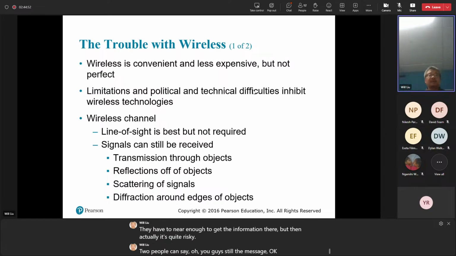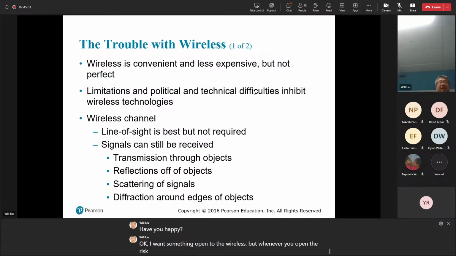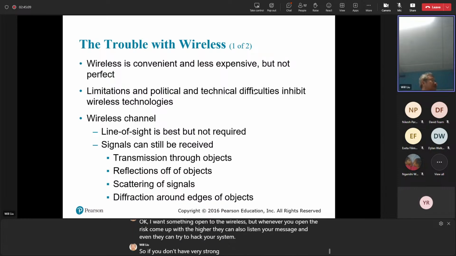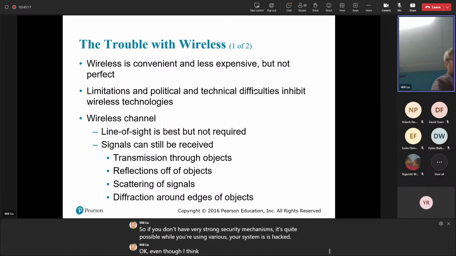Okay, but on the other hand, you can say, I want something that can be opened to the wireless, but whenever you open, the risks can come. The hackers can also listen to your message, and they can even try to hack your systems. So if you don't have very strong security mechanisms, it's quite possible that while you're using wireless, your system is hacked. And even now I think it's quite dangerous.